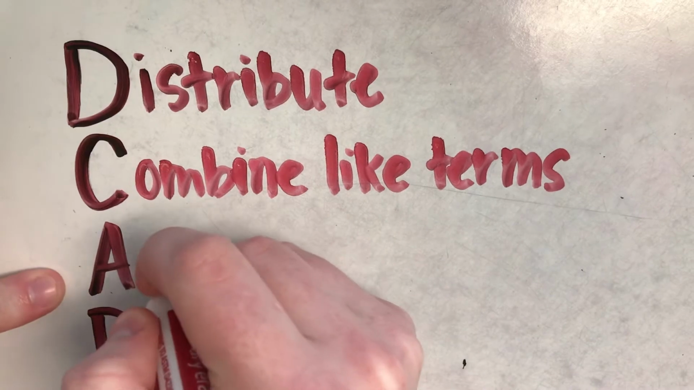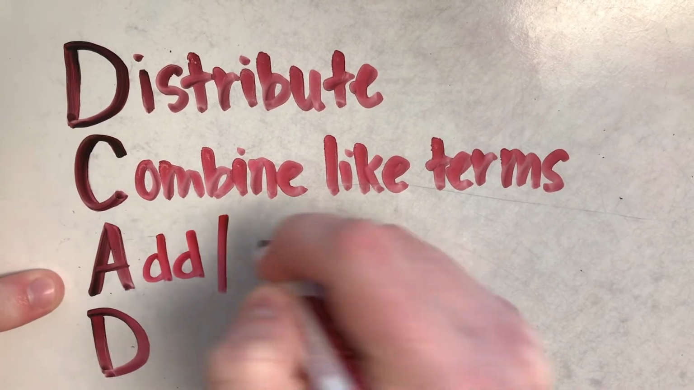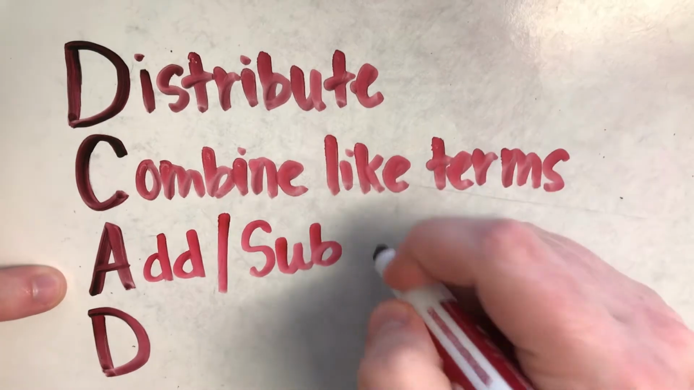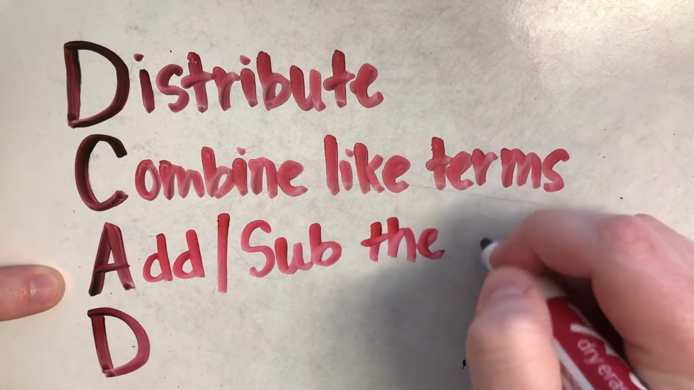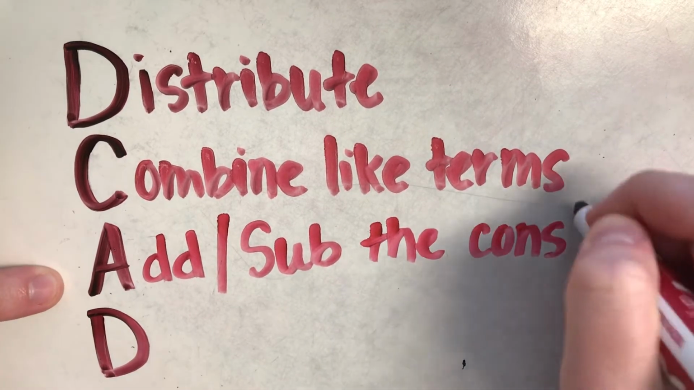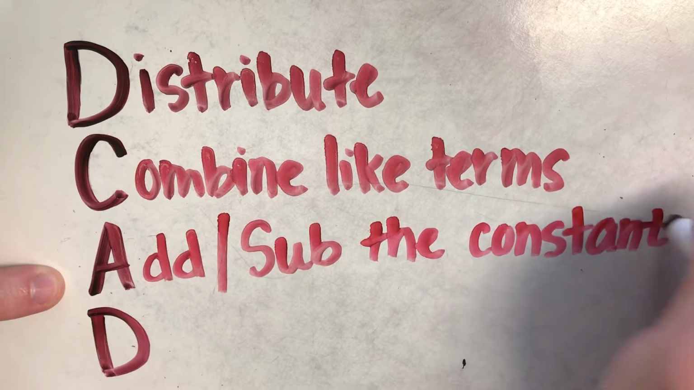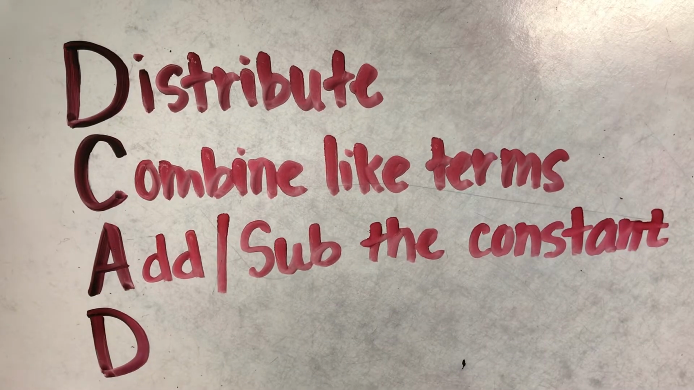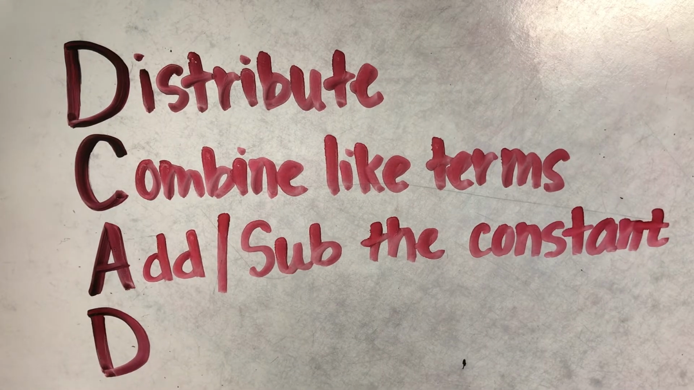Afterwards, I'm going to either add or subtract, depending on what you have, the constant. So we need to know our math vocab. Your constant is going to be whichever number does not have a variable with it. Constants are things like 8, -9, 500. Anything like that, just the number itself, that's a constant.